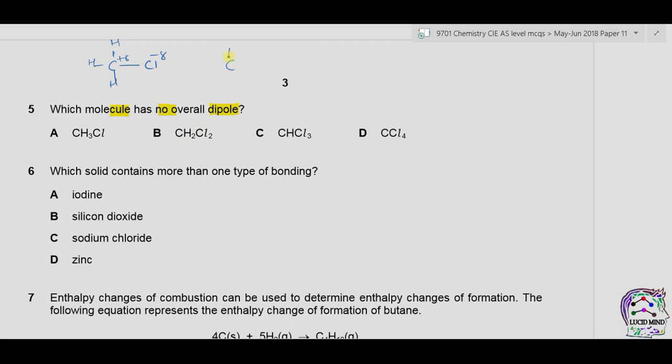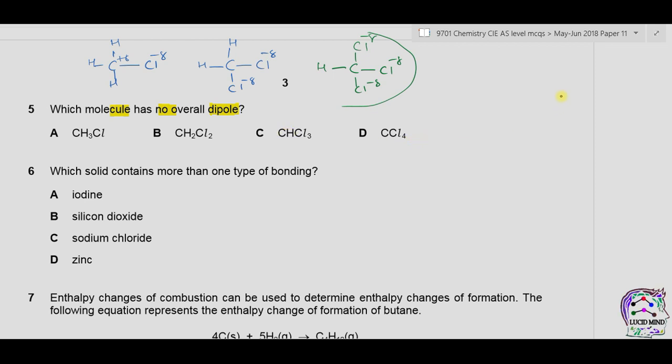B is CH2Cl2. Again we can see that an electronegative chlorine atom is attached and an electropositive hydrogen atom is also attached. So this molecule also has an overall dipole. In C we have 1 hydrogen atom and 3 chlorine atoms. Again we have partial negative charges on this side, while the less electronegative element is attached on the back side, therefore this is also polar and it has a dipole.